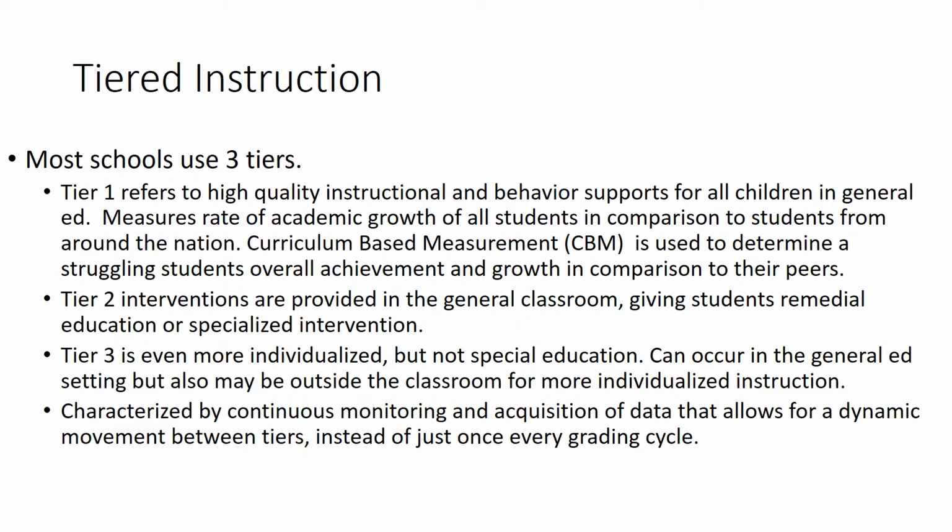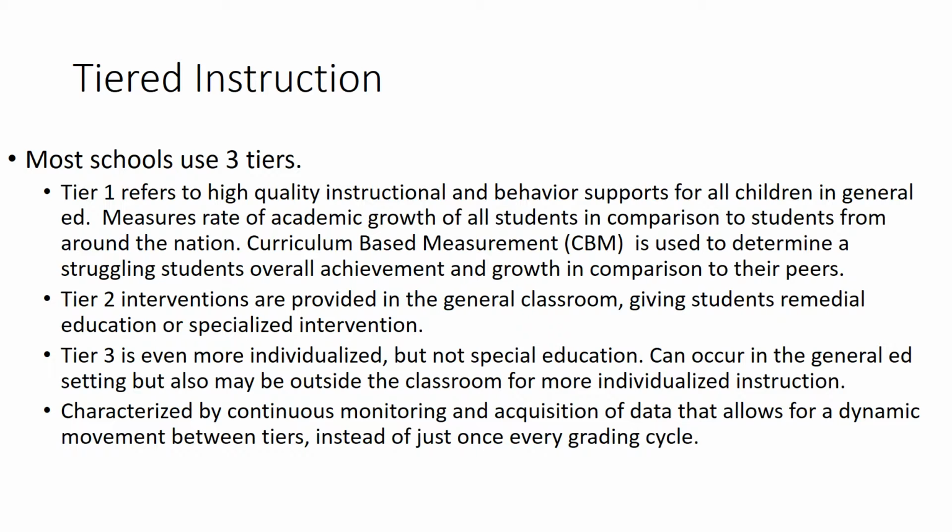Tier 1 refers to high-quality instructional and behavior supports for all children in general ed. It measures the rate of academic growth of all students in comparison to students from around the nation. Basically, information is gathered about all students and compared to school districts around the country to get a general idea of how people are achieving. Curriculum-based measurement, or CBM, is used to determine a struggling student's overall achievement and growth in comparison to their peers. Tier 2 interventions are provided in the general classroom, giving students remedial education or specialized intervention, usually done by the teacher, but sometimes with assistants or helpers. Tier 3 is even more individualized, but it's not yet special education.